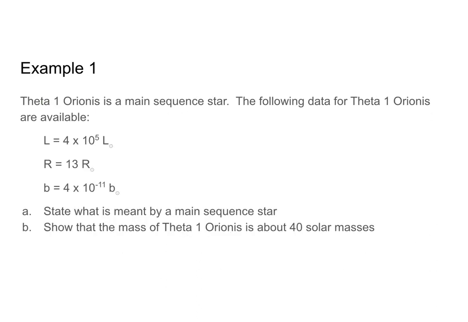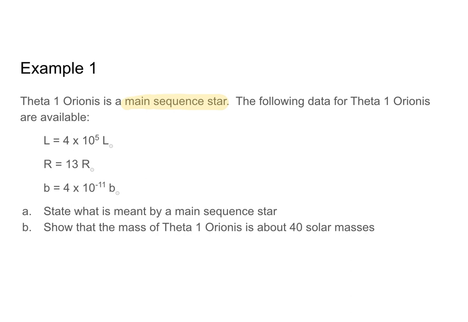Let's look at one example. Theta 1 Orionis is a main sequence star. The following data for Theta 1 Orionis are available. Its luminosity is equal to 4 times 10 to the 5th times the luminosity of the sun. Its radius is 13 times the radius of the sun, and its brightness is 4 times 10 to the negative 11th times the brightness of the sun.